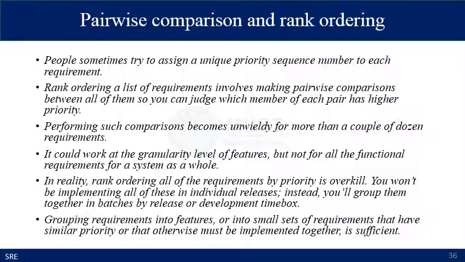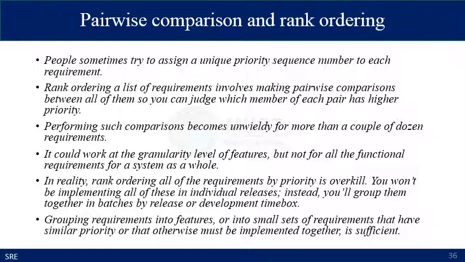People sometimes try to assign a unique priority sequence number to each requirement. This is the rank ordering of a list of requirements, and it involves making pairwise comparisons between all of them so you can judge which member of the pair has the highest priority. Performing such comparisons becomes unwieldy for more than a couple of dozen requirements.